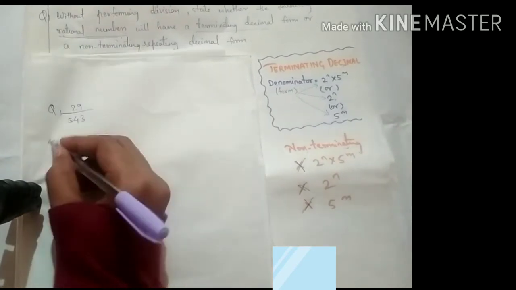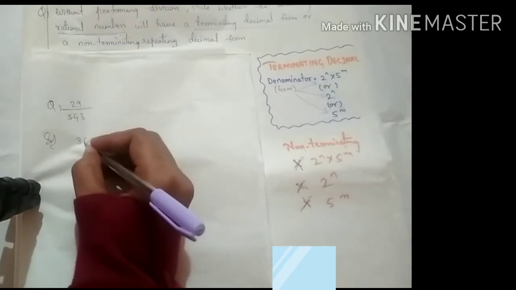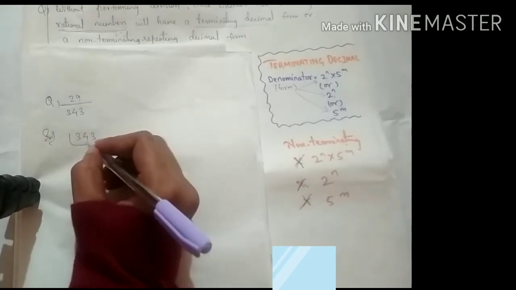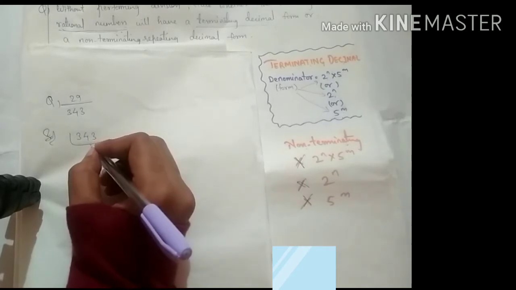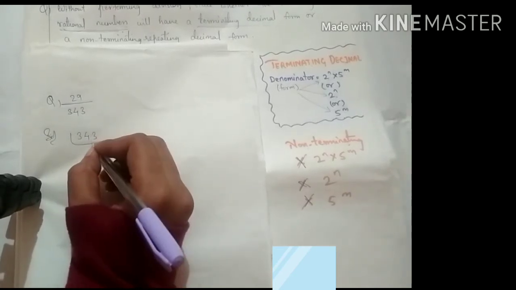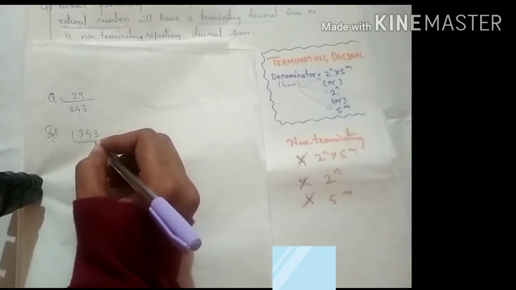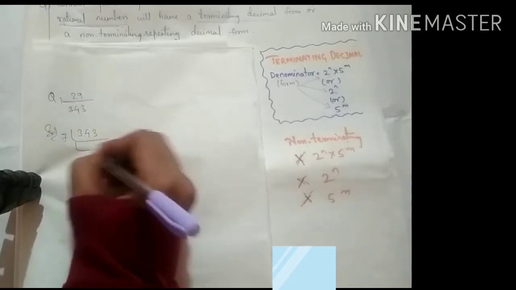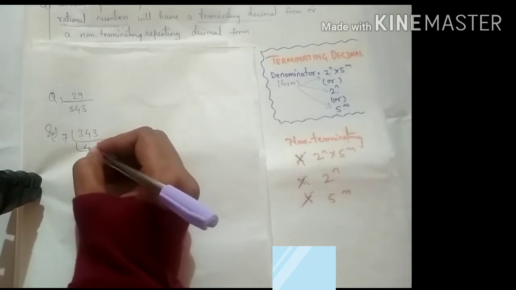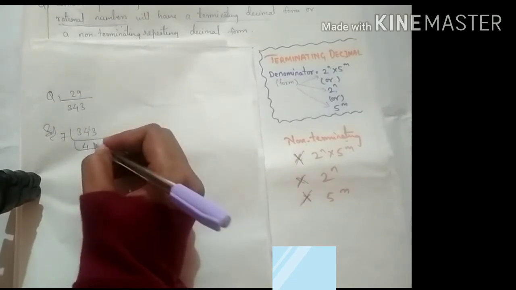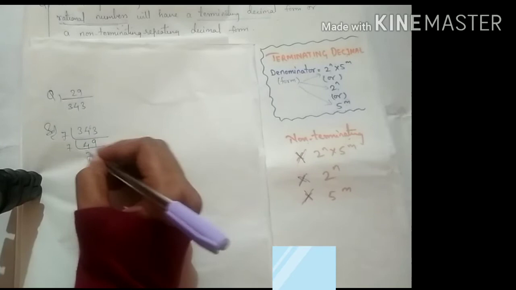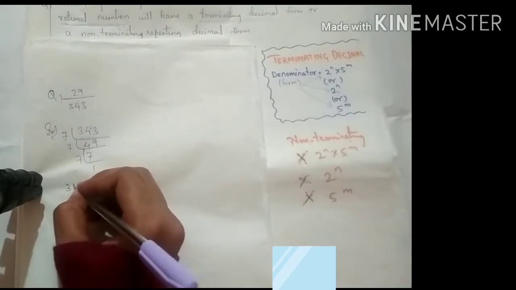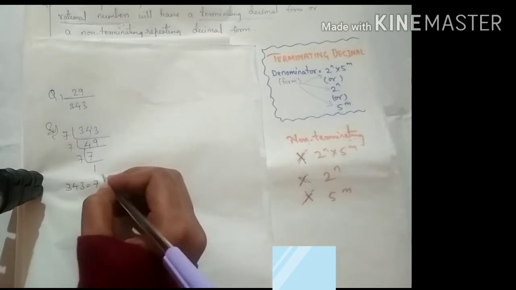Now next problem, 29 by 343. So we have to find the factors of 343. It will not be divisible by 2, 3, 4, 5, 6. We will take 7. 7 4s are 28, 6 remaining, 7 9s are 63. Now 7 7s are 49, 7 1s are 7, so we got 7 cube in the denominator.